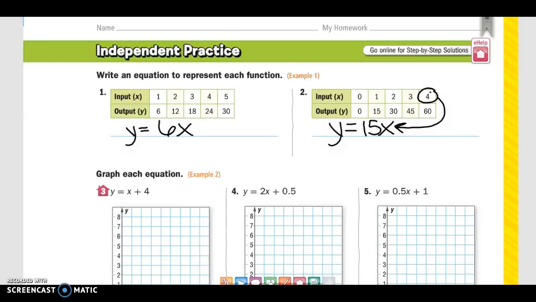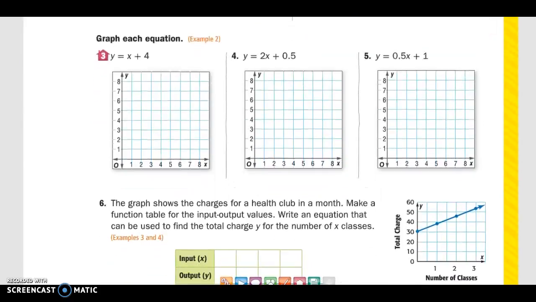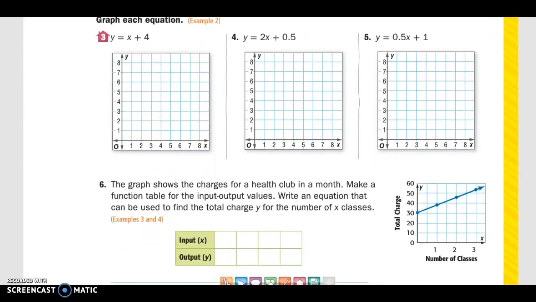Okay. Now we're going to be graphing. So let's look up to 3, 4, and 5. All we're going to do is take these x numbers, which are down here, and plug them in for x. So we have x plus 4. So I'm going to do 1 plus 4 equals 5. So at 1, we go to 5.